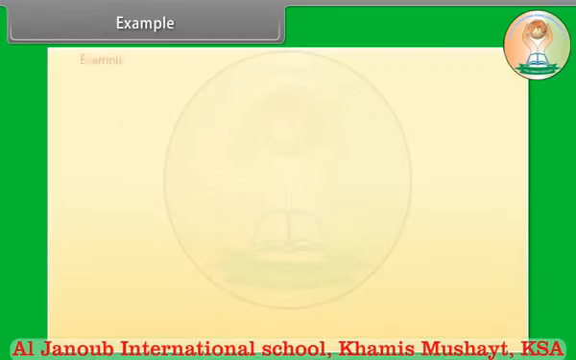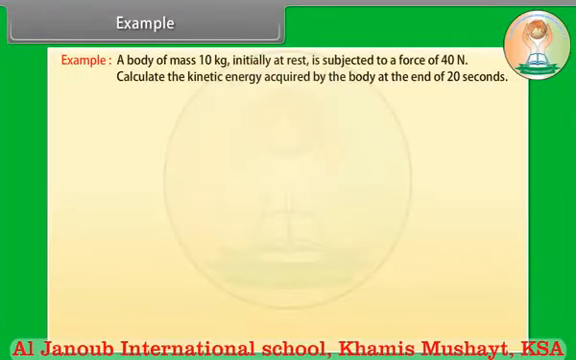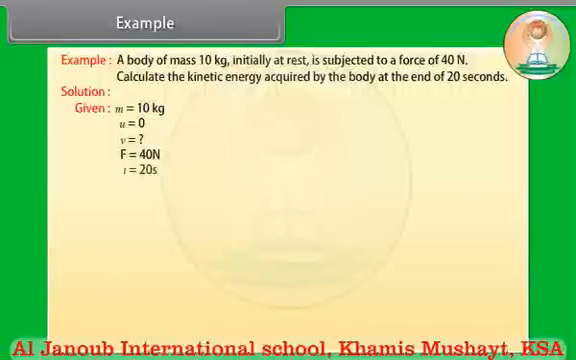Example. Let's take an example of kinetic energy. A body of mass 10 kg initially at rest is subjected to a force of 40 newton. Calculate the kinetic energy acquired by the body at the end of 20 seconds. Let's see the solution. Given values are m = 10 kg, u = 0, F = 40 newton, t = 20 seconds.